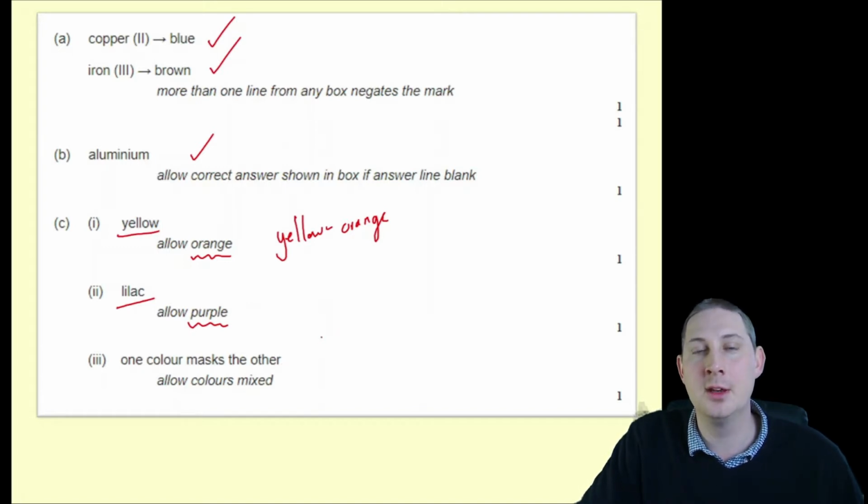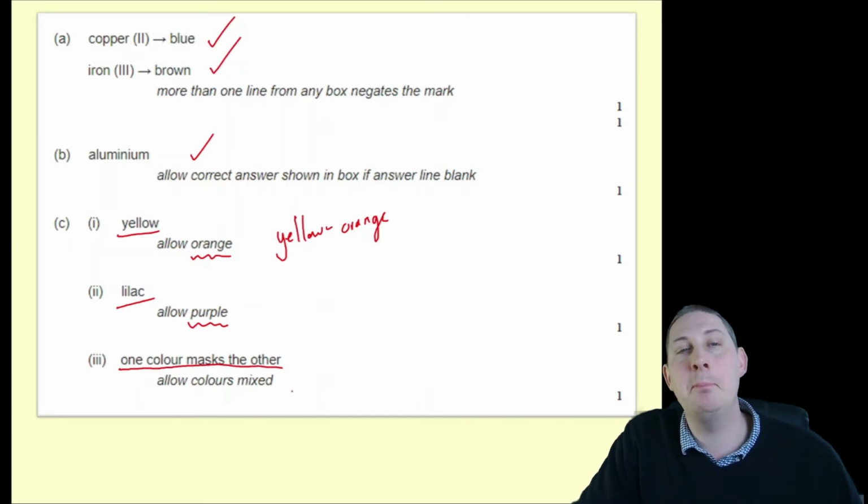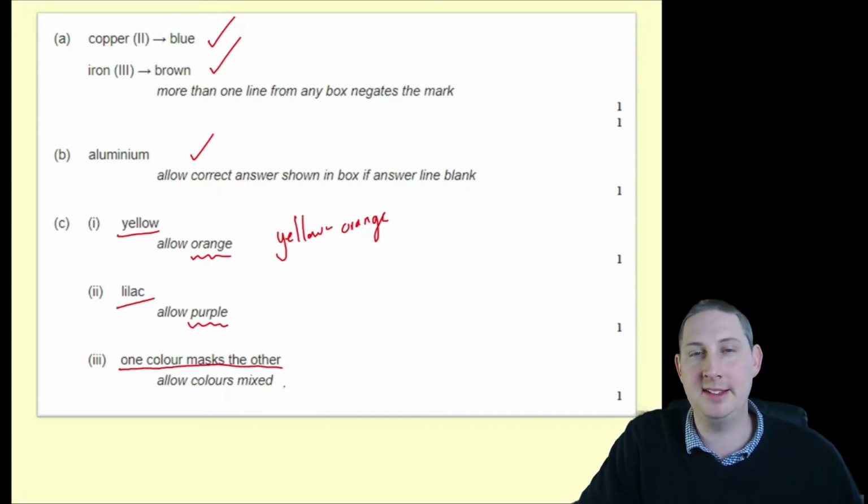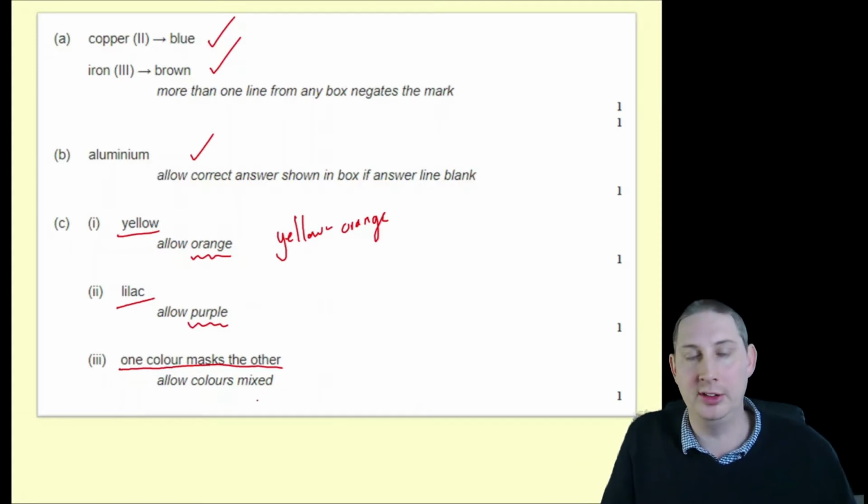And why wouldn't you see both? As we said, one colour masks the other. You could talk about getting a mixed colour that you might mistake for something else. So you might mistake it as a reddy orange or something like that.